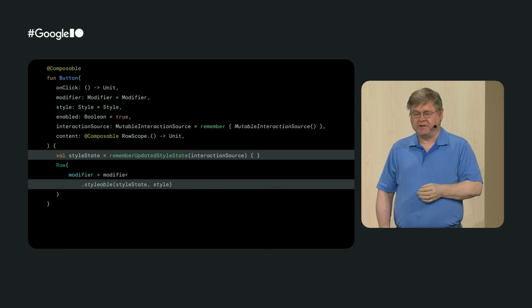Now let's talk about custom style states and why you'd want to use them. Let's go back to our button definition where we defined the style state and passed it into the stylable modifier. What is that style state anyway?